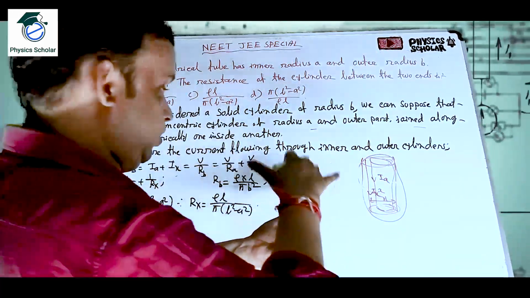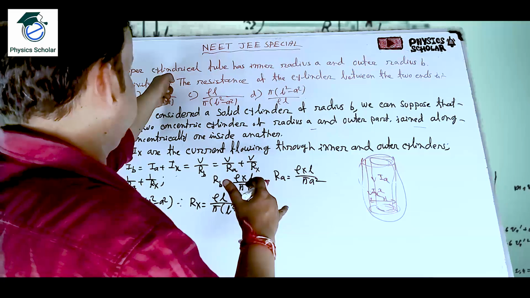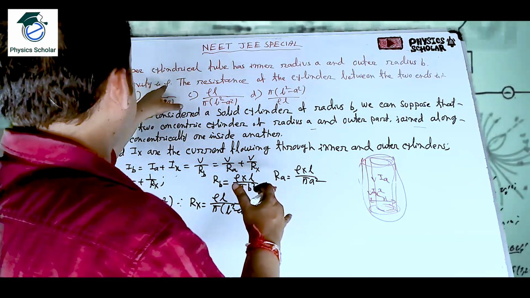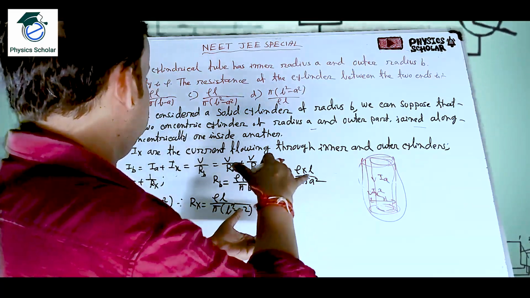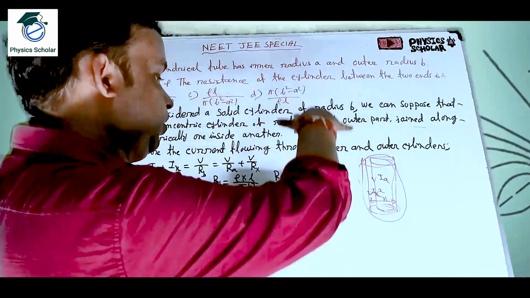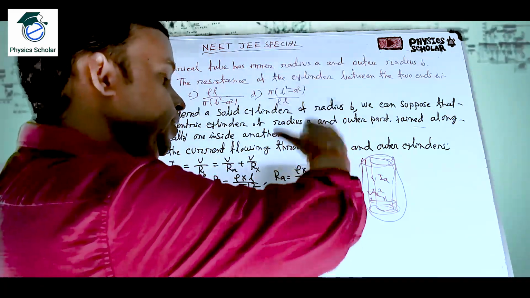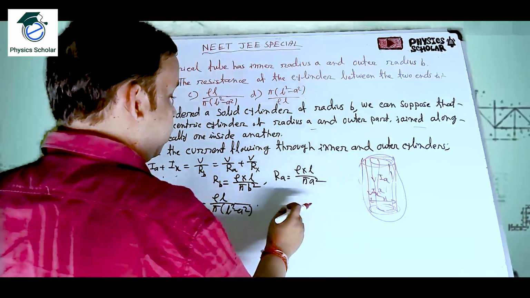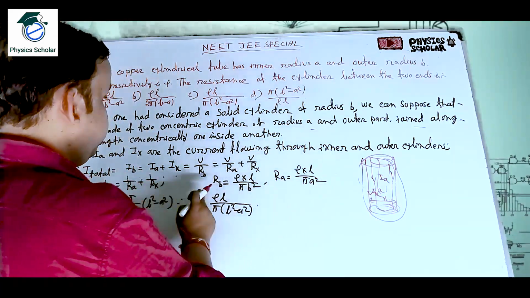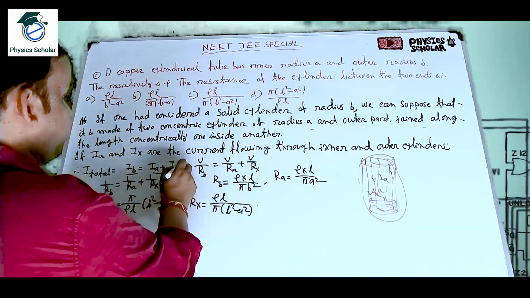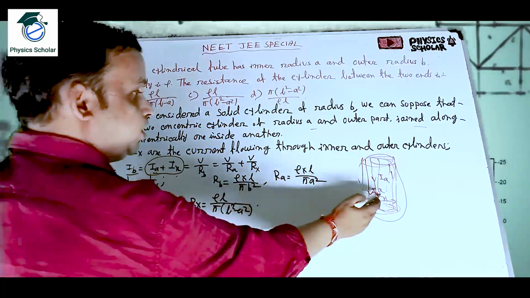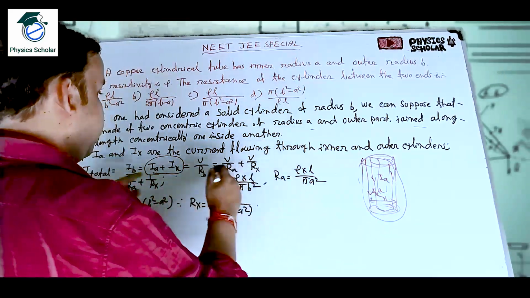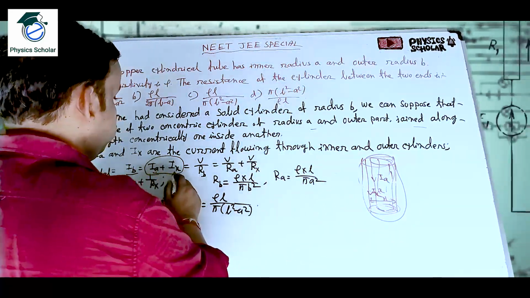IB means the overall cylinder, which is two cylinders: a solid cylinder with one cylinder inside and another cylinder inserted with it. That's why it is solid. Then what will happen? IB is equal to IA plus IX. IA means the inside cylinder, and IX means the outside cylinder.